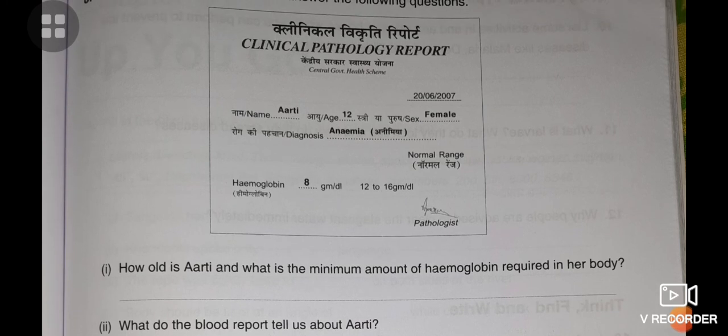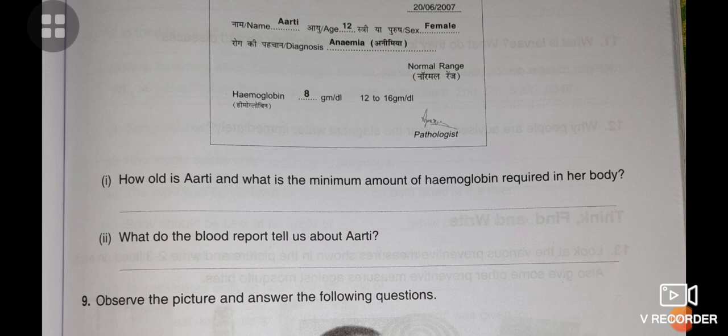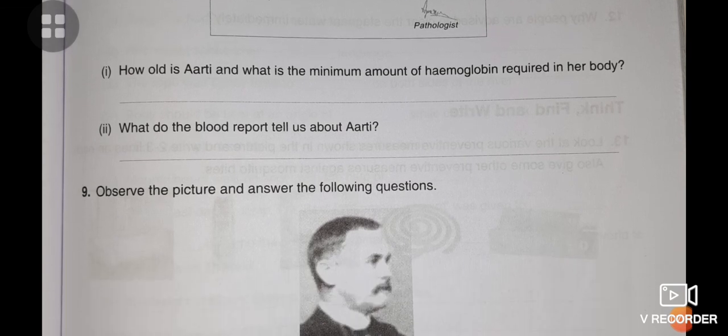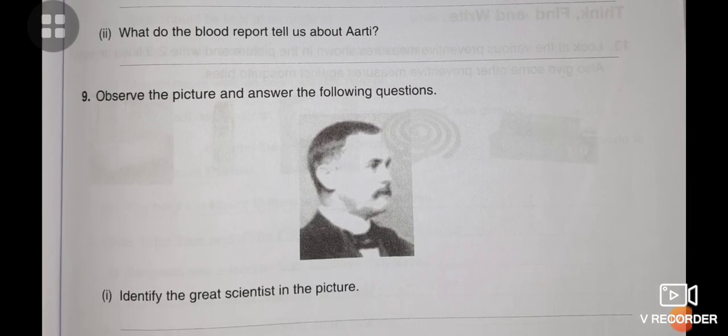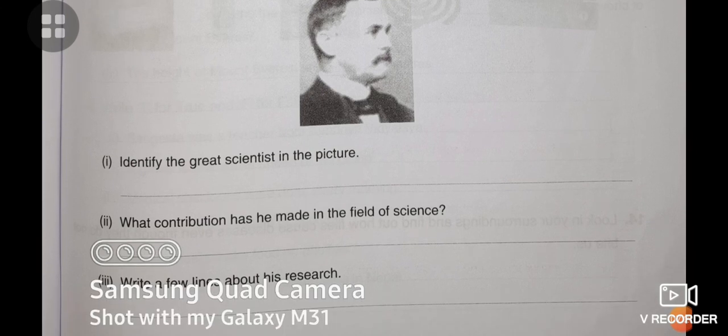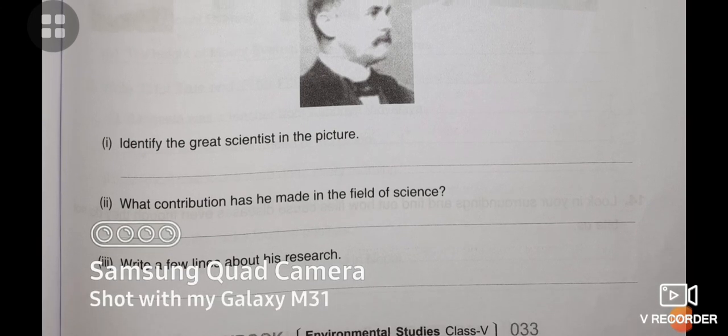How old is Aarti and what is the minimum amount of hemoglobin required in her body? What does the blood report tell us about Aarti? Observe the picture and answer the following questions. Now here is a picture. It is again from your book only. Identify the great scientist in the picture. What contribution has he made in the field of science? Write a few lines about his research.